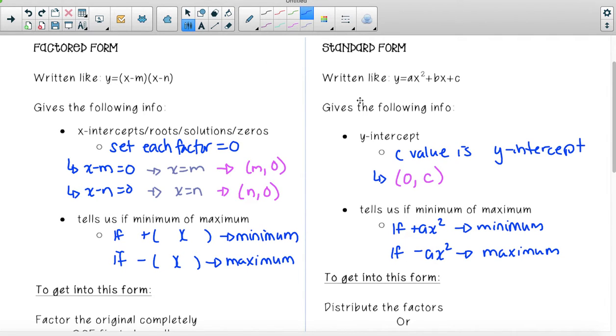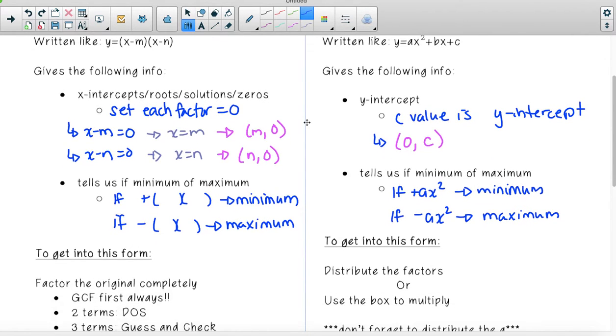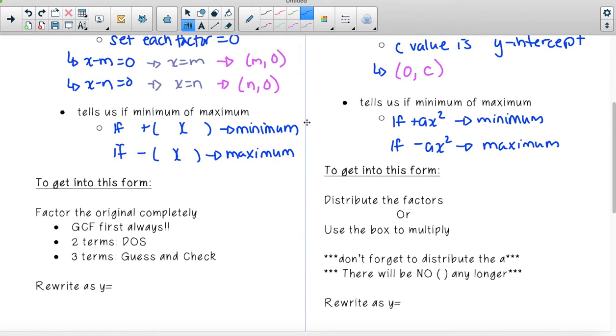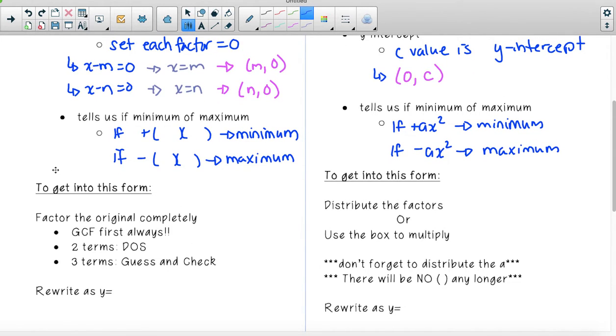Factored form and standard form give us our intercepts. We need to have it in factored form to find our x-intercepts, and we need to have it in standard form to find our y-intercept. We'll need to be able to get from one form to the other and vice versa so we can find all of the intercepts. To get into factored form, we would take our standard form and factor the original completely.